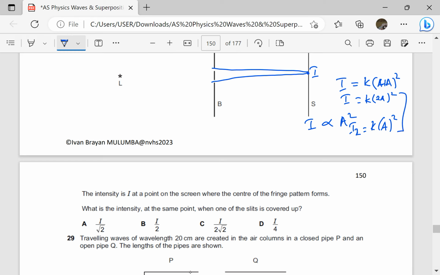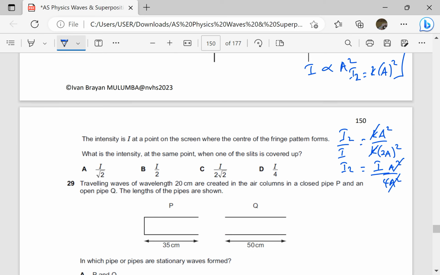Now we are going to combine these two equations. I2 divided by I is equal to K times A squared divided by K times twice A, squared. Here at this point, waves travel the same distance, so the amplitudes add up. The K cancels, and in the denominator we have 4A squared, and A squared cancels. So our answer is I over 4, meaning the answer here is D.